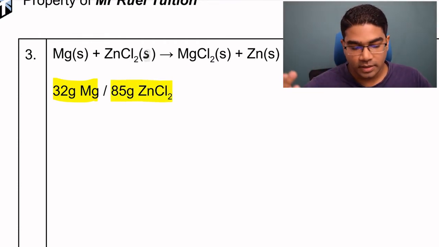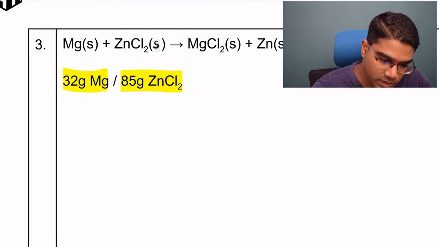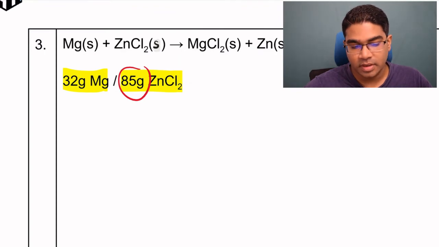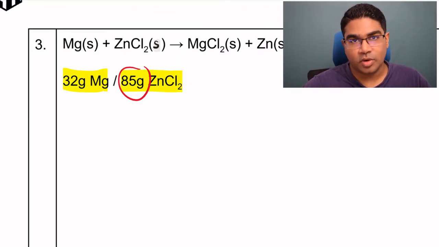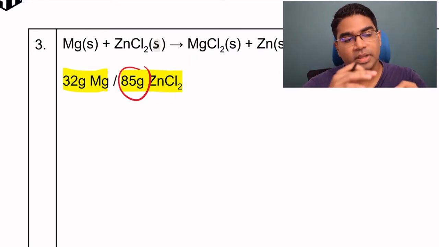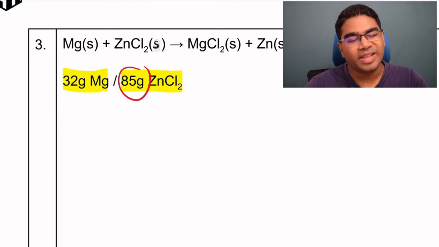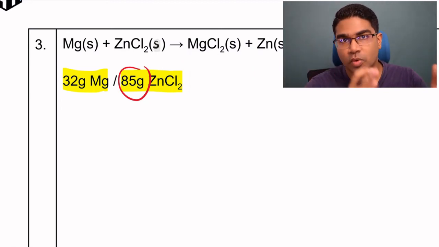Now it is tempting to think that zinc chloride is in excess because it is more than double the weight of magnesium. But remember, we have to compare the number of moles, nothing else. No other quantity should be used. You cannot compare the mass, you cannot compare the volume, you cannot compare the number of particles. Although there are some exceptions, to avoid any confusion, always go back to moles.